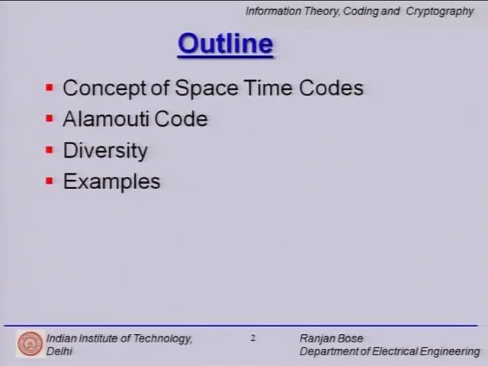Let us start with a brief outline of today's talk. We will start with the concept of space-time codes. We had originally looked at multi-antenna systems and we would justify the use of that in the context of space-time codes. Then we would look at the classic Alamouti Code. Then we will talk about diversity and diversity gains, plus we will have some examples to illustrate the concepts.